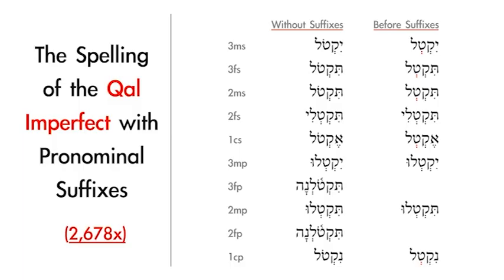And you'll observe here that there are far fewer changes with the imperfect. In the 3ms, you get the reduction of the stem vowel. In the 3fs, in the 2ms, in the 1cs, and in the 1cp, you simply get the reduction of the stem vowel. In every other feature, the spelling of the imperfect is the same. So it's nice because the imperfect verb gets pronominal suffixes more, but the spelling changes are fewer.